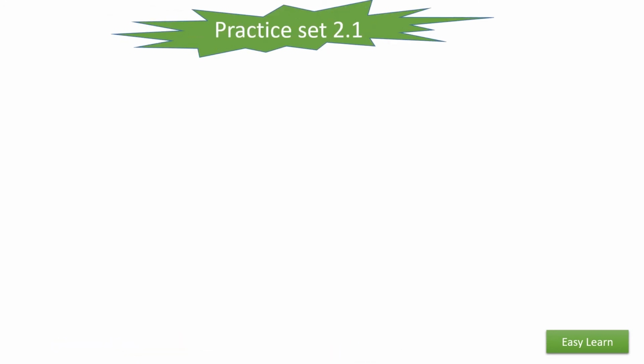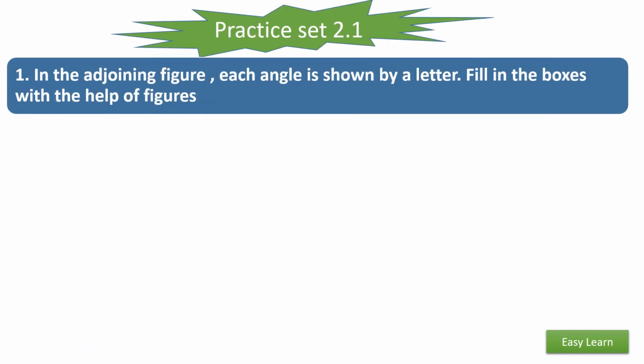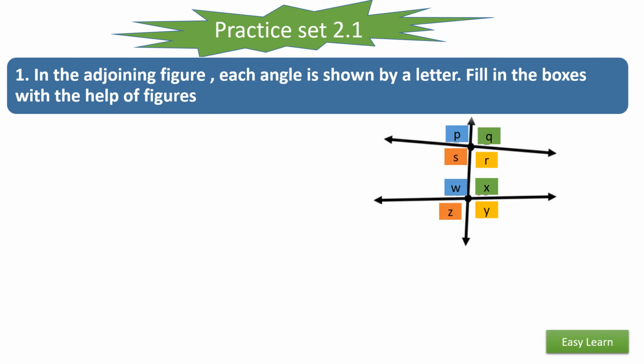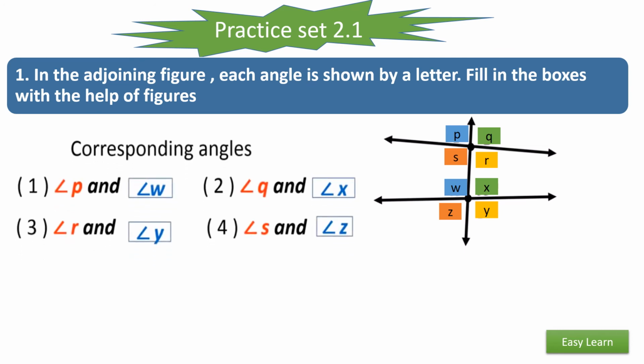Now practice set 2.1. In the adjoining figure, each angle is shown by a letter. Fill in the boxes with the help of the figures. So first is corresponding angles. Angle P will correspond to angle W, angle Q will correspond to angle X, angle R will correspond to angle Y, and angle S will correspond to angle Z.